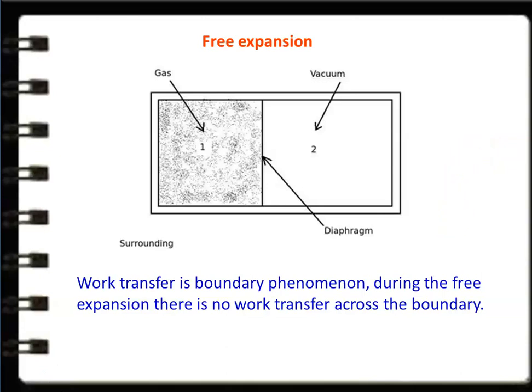So when the gas expands freely, for a free expansion, there is no work transfer across the boundary. Work transfer is a boundary phenomenon. During the free expansion, there is no work transfer across the boundary of the system. So this is the free expansion process.